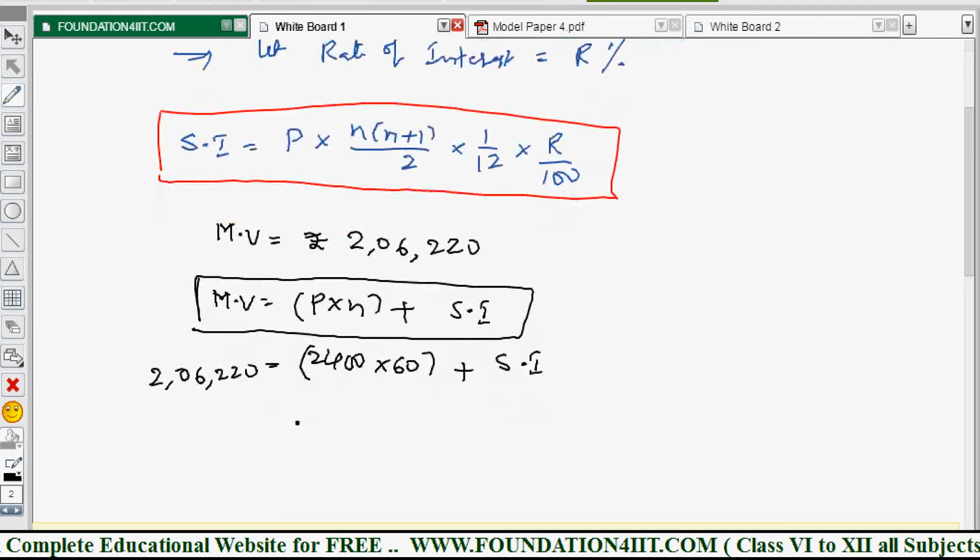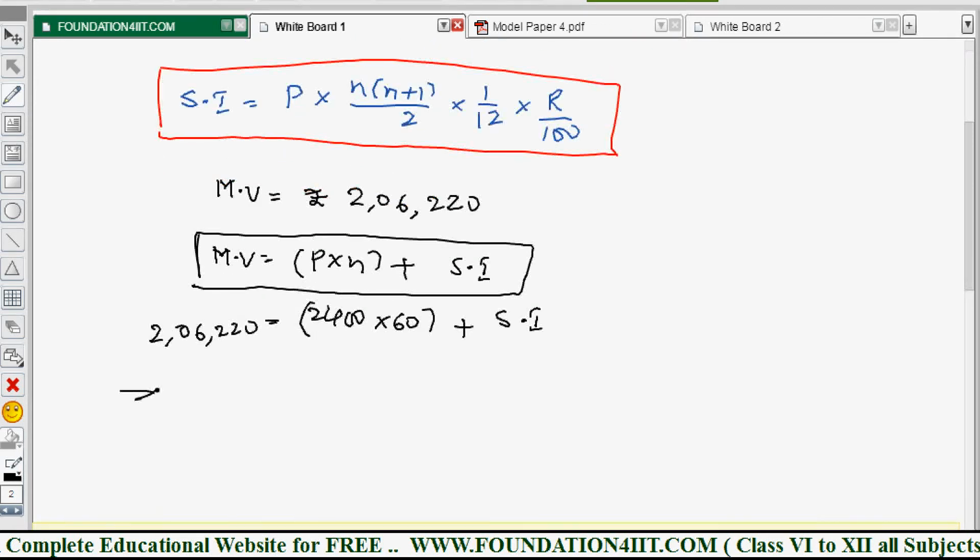Then from this, simple interest is equal to 2,06,220 minus 2,400 into 60, which is 1,44,000. Okay. That is equal to the simple interest. So that is rupees 62,220. That is the interest. Now according to the question, we will apply simple interest in this first formula.